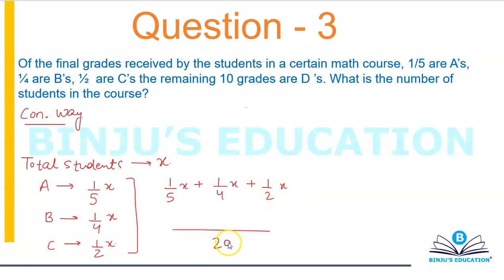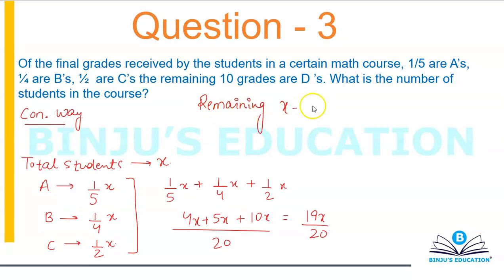So you can take the LCM to be 20. So 4x plus 5x plus 10x, and this will come out to be 19x/20. So out of x, 19x/20 received either A, B or C. So I can say that the remaining, x minus 19x/20, which is x/20, would have received grade D, because that's what we are left with.